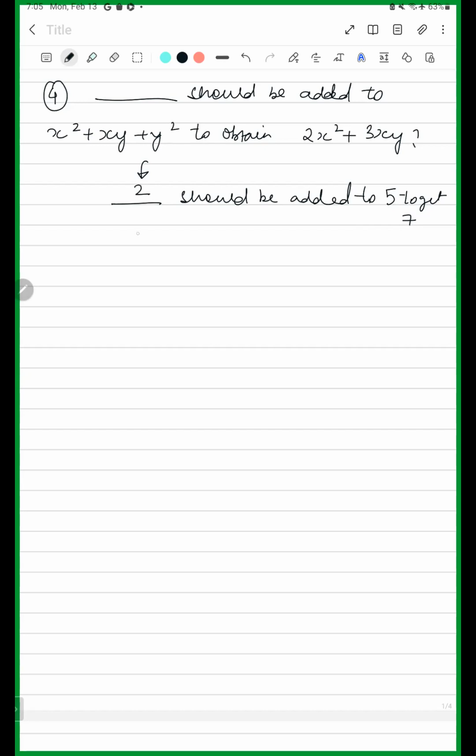Very good. So dash plus 5 equals 7, right? That means this dash is actually equal to 7 minus 5. We have done 7 minus 5, so the same thing you have to do over here also: the expression which is written later on, minus the first expression. So what minus what are we supposed to do? 2x squared plus 3xy minus x squared plus xy plus y squared.